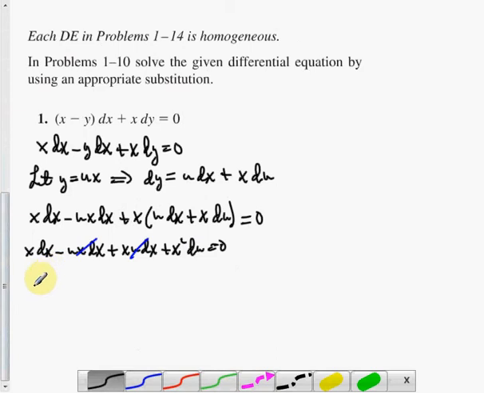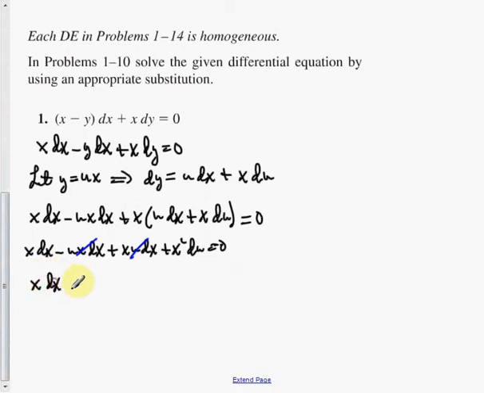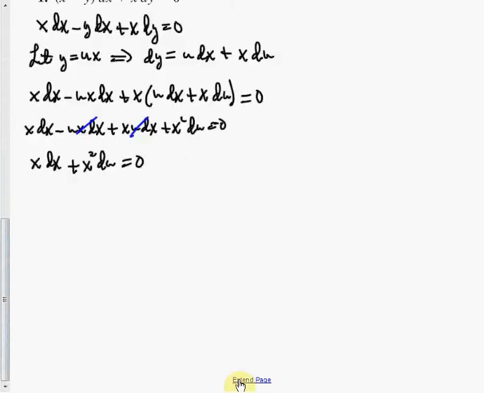Then we keep working. We have x dx plus x squared du is equal to 0. Now, after you do that substitution, typically what happens is the problem will boil down to a separation of variables problem. Separate the variables and just solve. So here, to do that, if you divide everything through by x squared, I get 1 over x dx plus du is equal to 0.